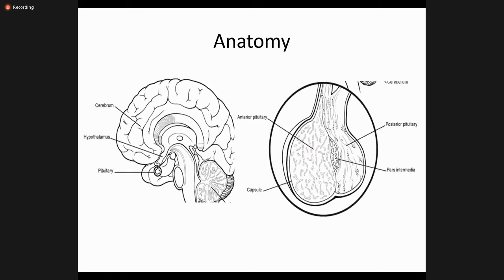This diagram shows the location of the pituitary gland in the brain. That is the pituitary on the left side of the diagram. The pituitary gland is attached to the hypothalamus through the pituitary stalk, and the above portion is the cerebrum, and the back posterior portion is the cerebellum. On the right side, two parts have been shown, divided by the pars intermedia. This is just the anatomy of the pituitary gland.